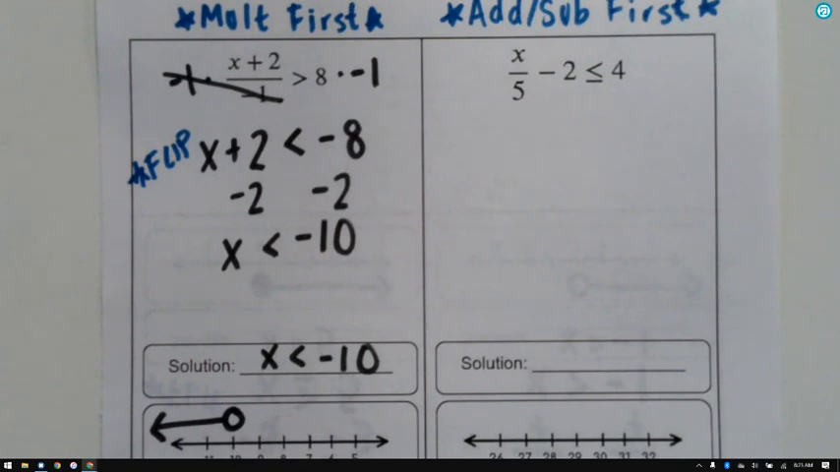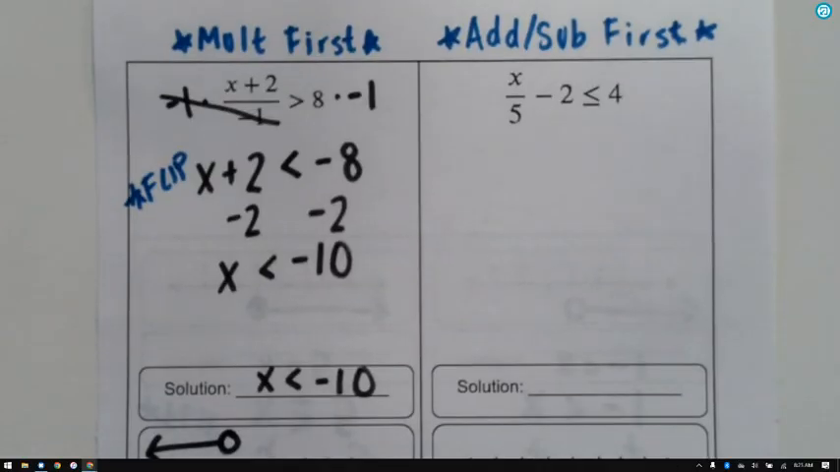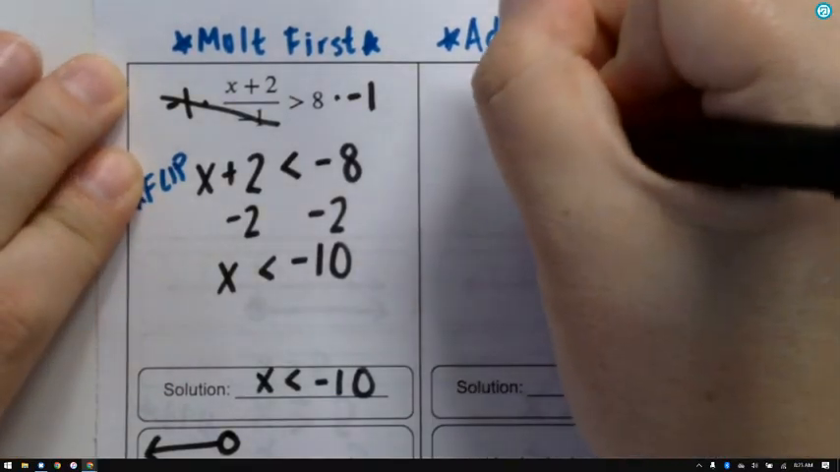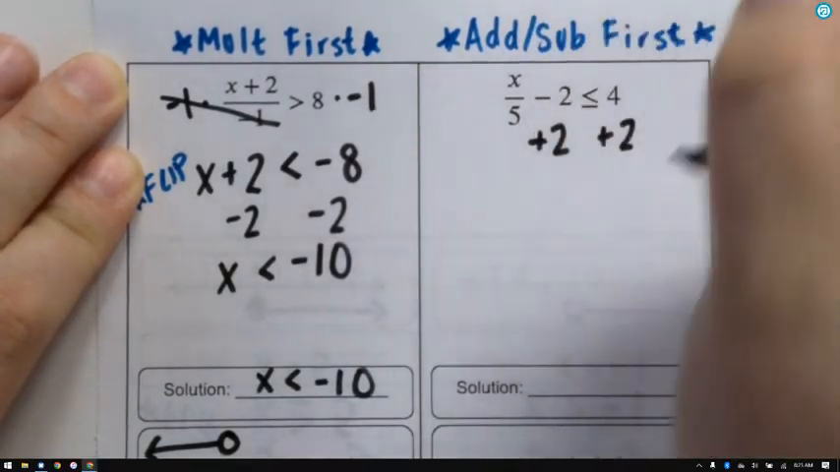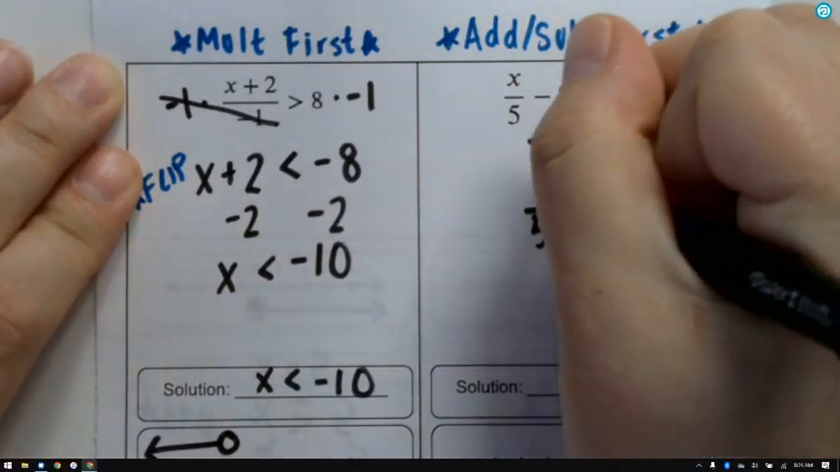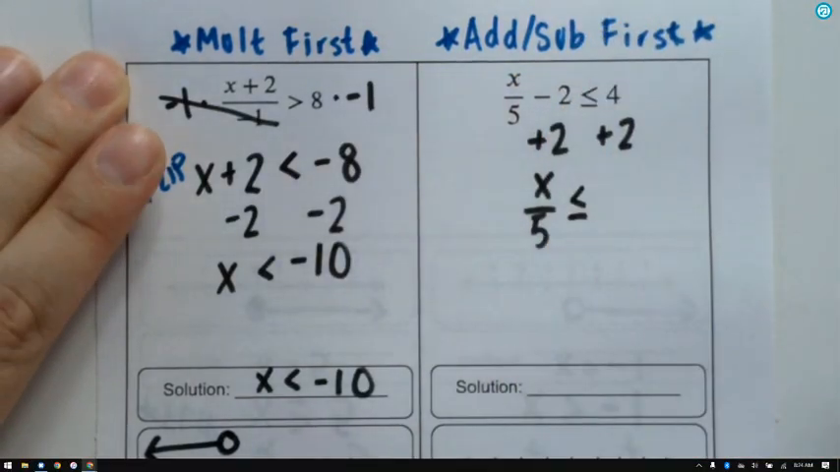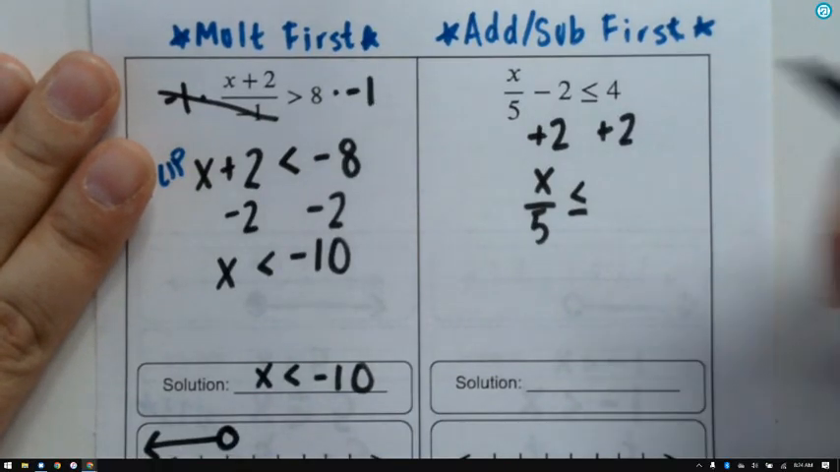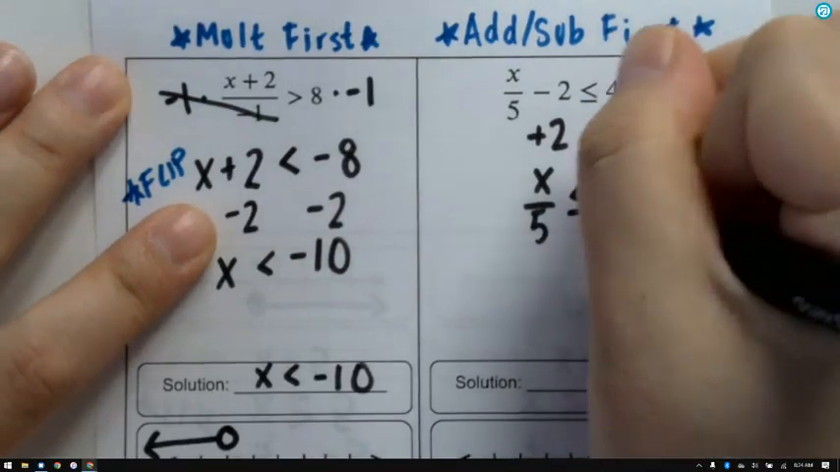Alright, our very last one then, we already discussed, we need to add or subtract first on a problem like this. So I've got x over 5 minus 2 is less than or equal to 4. I'm going to start by adding that 2. So now I have x over 5 is less than or equal to, because I have not multiplied or divided by a negative, 4 plus 2 is 6.